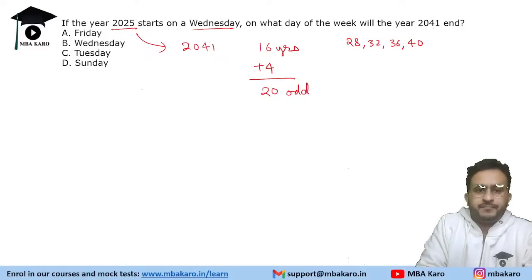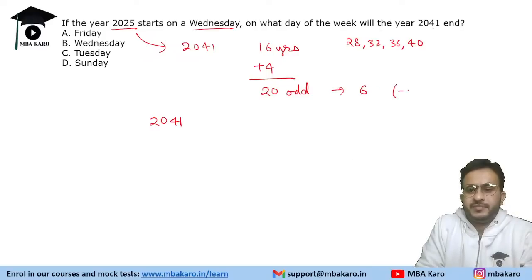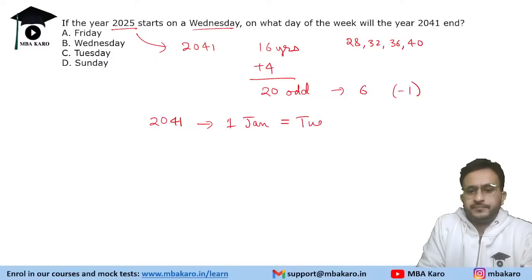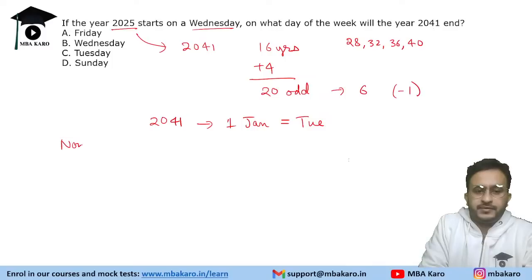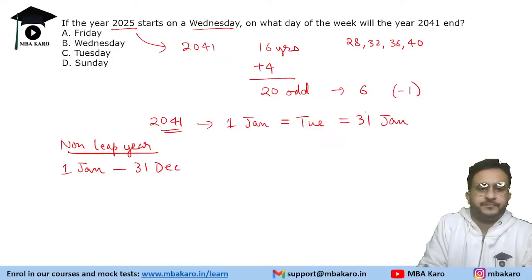20 odd days means that 2025 to 2041, 20 odd days means 6 odd days, or you can say minus 1 also. Okay, so 2041 1st Jan will be a Tuesday. Now in a non leap year, 1 Jan is the same as 31 December. 2041 is a non leap year, so 31 Dec will also be a Tuesday.